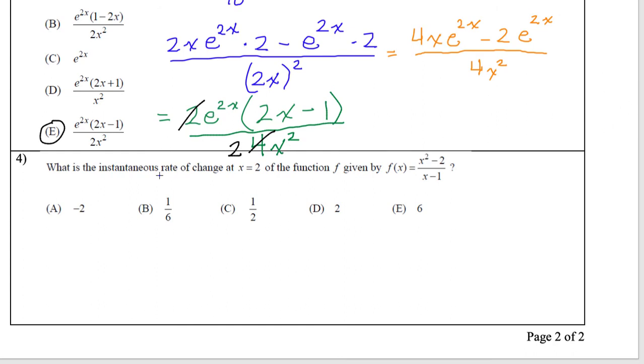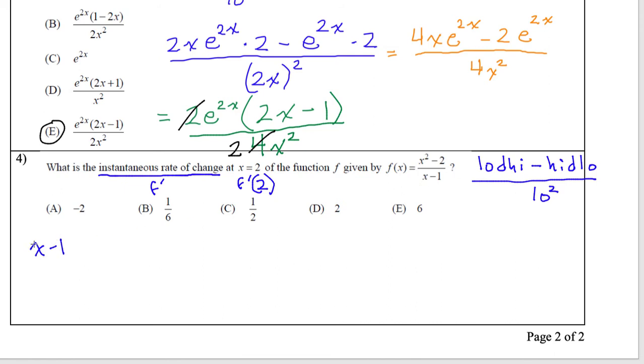Here we go. Instantaneous rate of change. Immediately when I see instantaneous rate of change, I think of f prime. And at x equals 2, I change that to f prime of 2. Of the function given by this, okay, I know I'm taking the derivative. I know I have a fraction. This is, again, quotient rule. Practice writing out quotient rule. Low d high minus high d low, all over low low. All right, so low, again, the denominator is x minus 1.